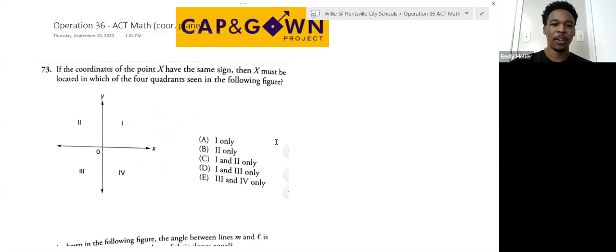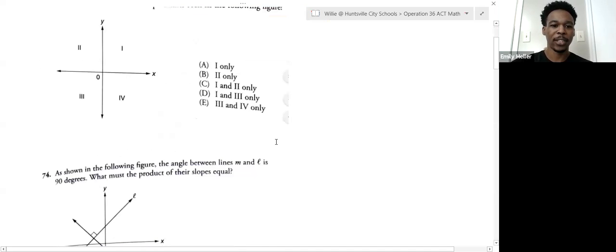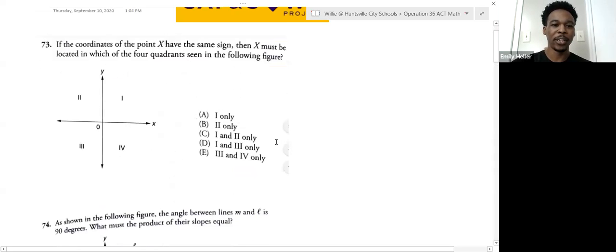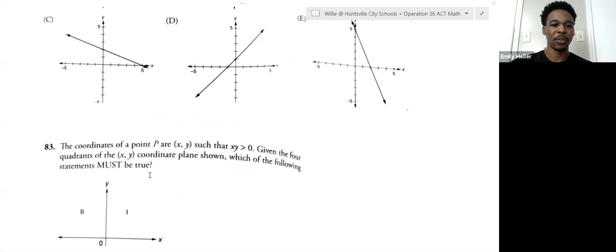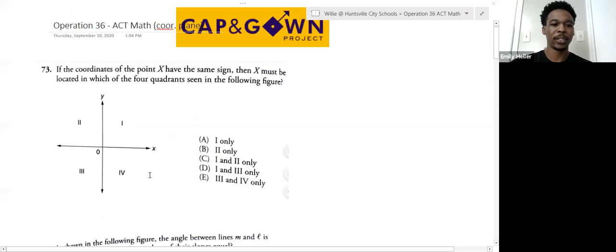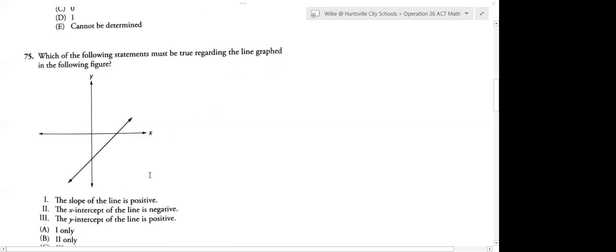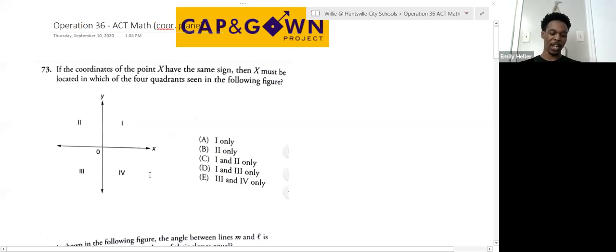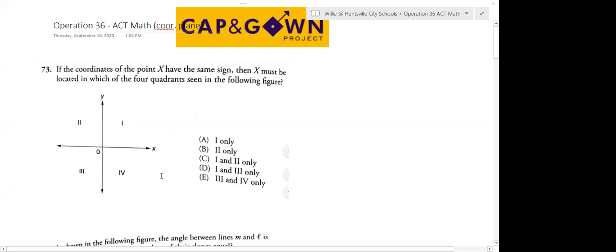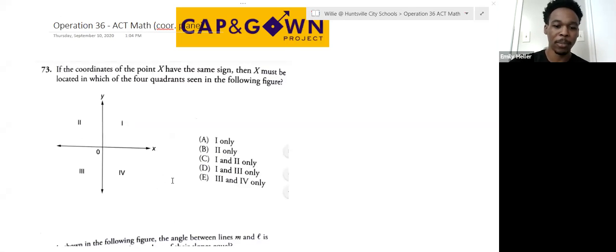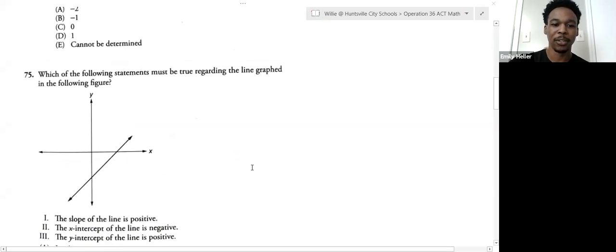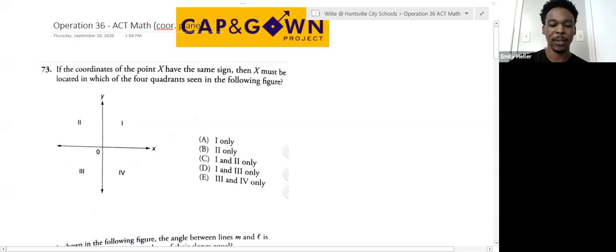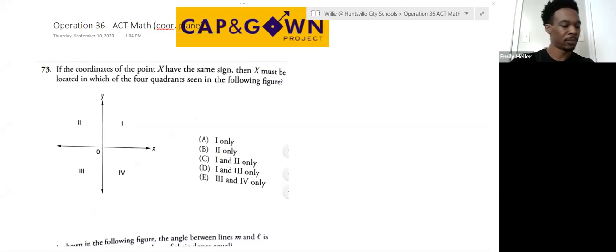Starting at number 73, I would like you to do the first three. Put your answers in the chat once you get them, or don't put them in the chat yet, but just make sure you have them, and then we'll all put them in the chat at the same time, okay? I'm going to give you about 3 minutes for these three problems. All right? Ready, set, and go.